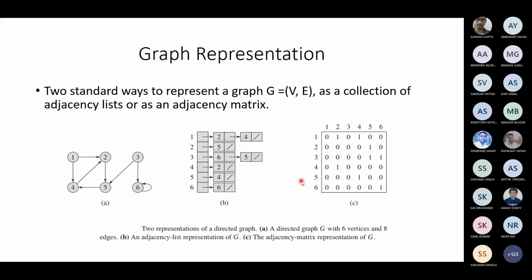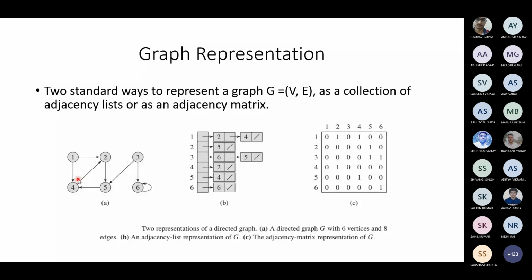So see, there is a directed graph now. We are representing 1 to 2, there is an edge. So we put 1 to 2, then 1 to 4, there is an edge. 5 to 4, there is only one edge. From 2 to 5, there is only one edge. 3 to 5, 3 to 6, there are two edges. 4 to 2, there is one edge. 5 to 4, there is one edge. 6 to 6, there is a self loop, so it will point to itself.